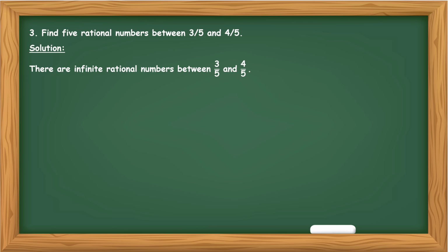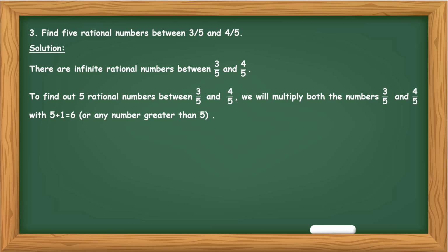Moving on to the third question, we have to find 5 rational numbers between 3 by 5 and 4 by 5. It is similar to the previous question. There are infinite rational numbers lying between 3 by 5 and 4 by 5. To find the 5 rational numbers between them, we'll multiply both the numbers by 6. Why 6 again? Because they have asked us for 5 rational numbers, so 5 plus 1 is 6, or any number which is greater than 5.